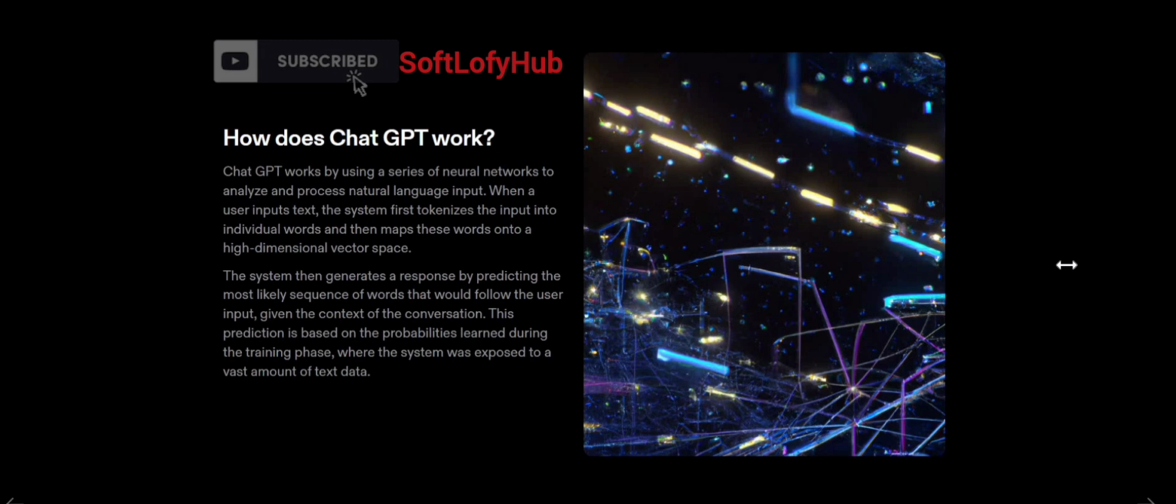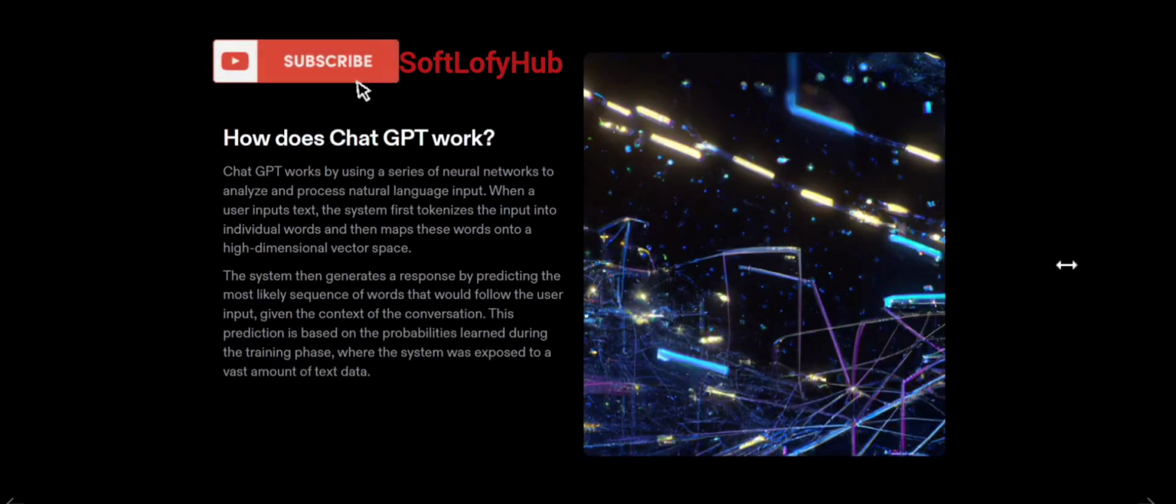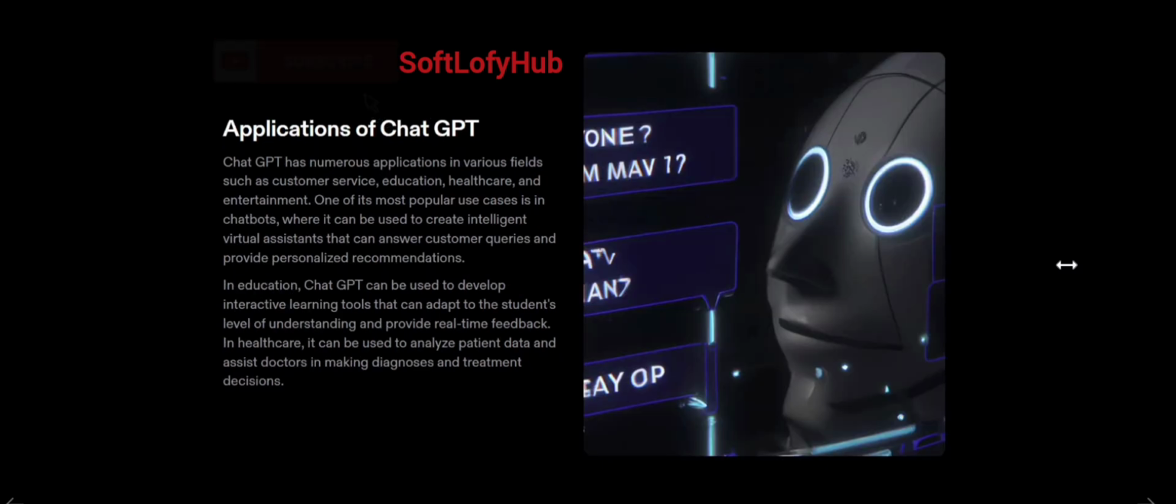How does ChatGPT work? ChatGPT works by using a series of neural networks to analyze and process natural language input. When a user inputs text, the system first tokenizes the input into individual words and then maps these words onto a high-dimensional vector space. The system then generates a response by predicting the most likely sequence of words that would follow the user input, given the context of the conversation. This prediction is based on the probabilities learned during the training phase, where the system was exposed to a vast amount of text data.